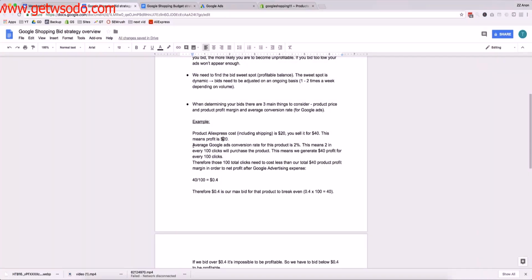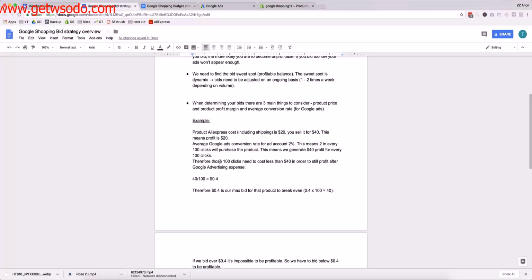So let's assume that your average Google Ads conversion rate for this product is 2%, or it should be for this ad account. So just take the average of all your products in Google Ads. Let's just assume it's 2%. This means 2 in every 100 clicks will purchase the product, so we get 2 sales for every 100 clicks. So this means we generate $40 profit for every 100 clicks, because there's 2 sales and our profit is $20. So 2 times 20 is 40. So in 100 clicks, we generate a total of $40 profit.